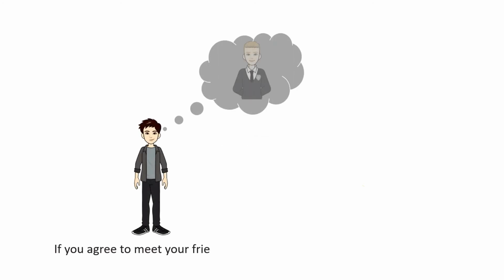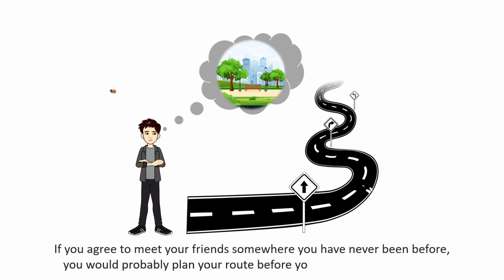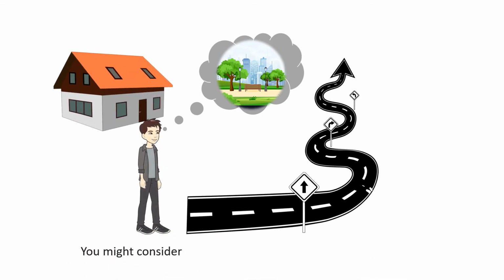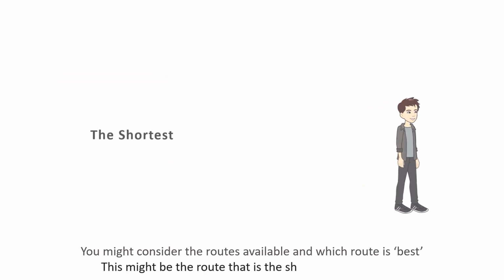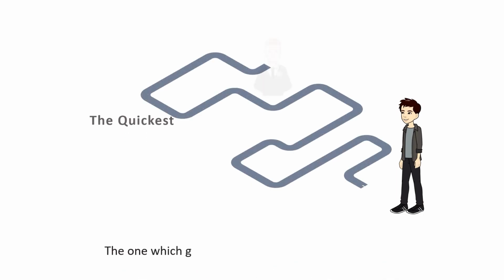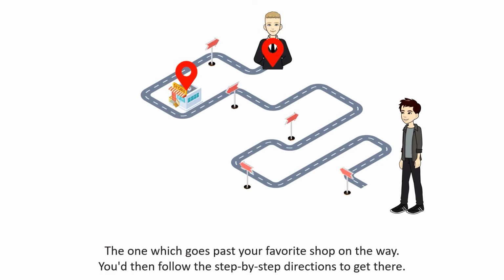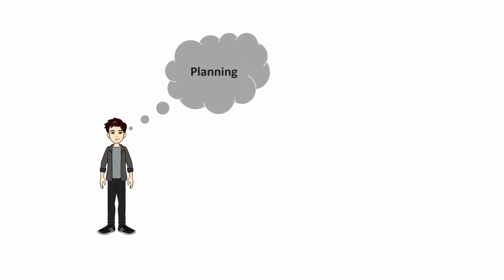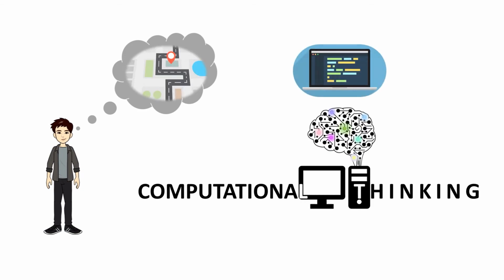Let's take an example. If you agree to meet your friends somewhere you have never been before, you would probably plan your route before you step out of your house. You might consider the routes available and which route is best. This might be the route that is the shortest, the quickest, or the one which goes past your favorite shop on the way. You would then follow the step-by-step directions to get there. In this case, the planning part is like computational thinking, and the following directions is like programming.